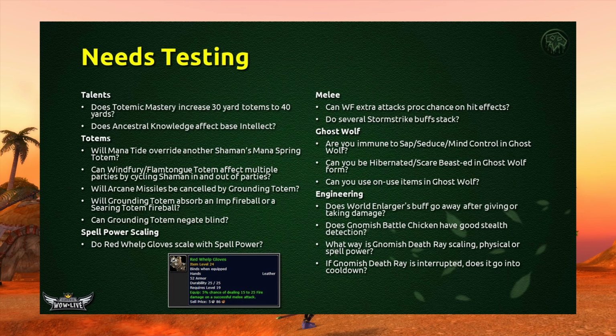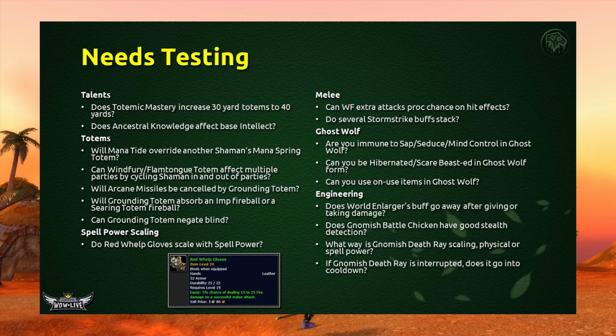Do the red whelp gloves scale with spell power? This item could be really good for enhancement, so we need to know if it will scale if we have extra spell power. Can Wind Fury extra attacks proc chance on hit effects of weapons? So say a weapon says, oh, it has a chance of causing additional fire damage.